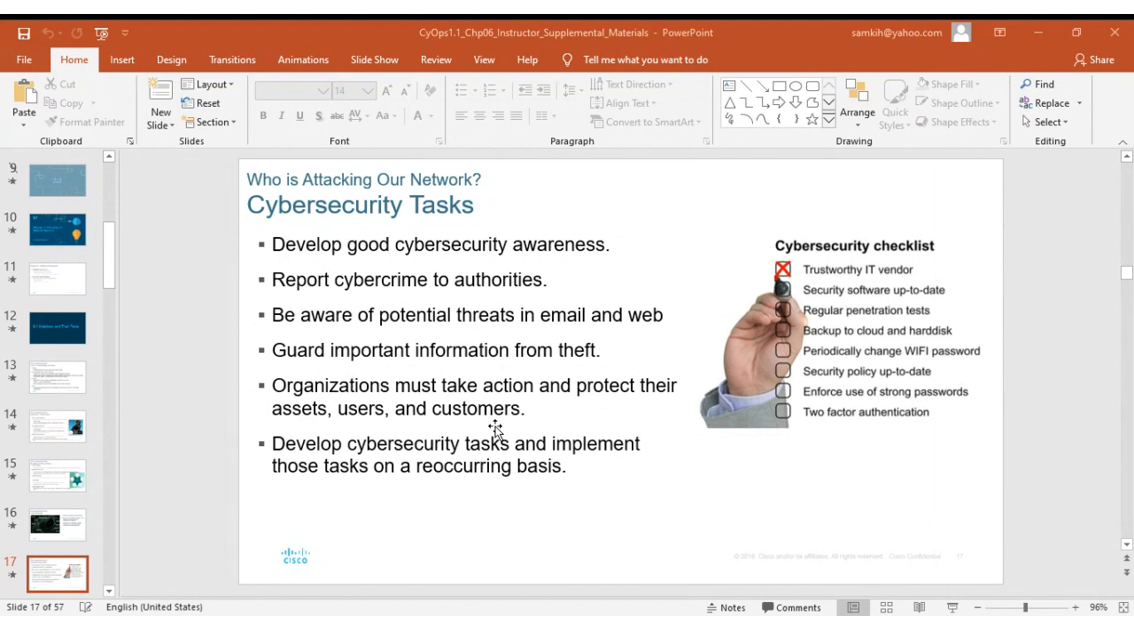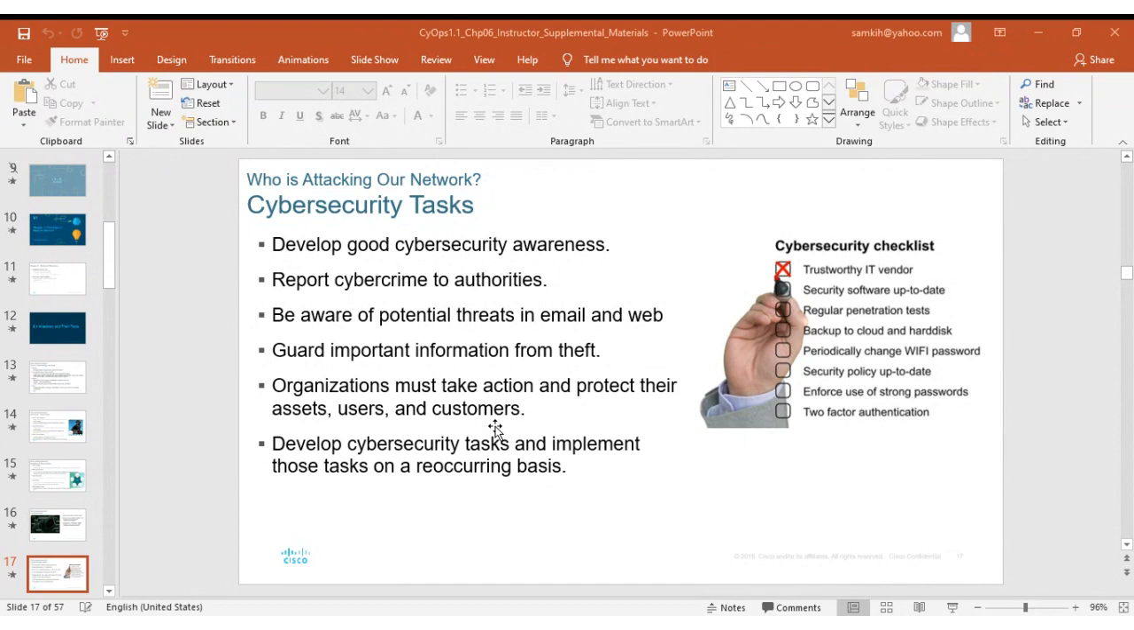So another one is be aware of potential threats in emails and web. I believe you know that you should be able to know how the threat happens in our emails and in our web, maybe through the various tools and maybe using our own intelligence. You should also guard important information from theft. Then organizations must take actions and protect their assets, users and customers.